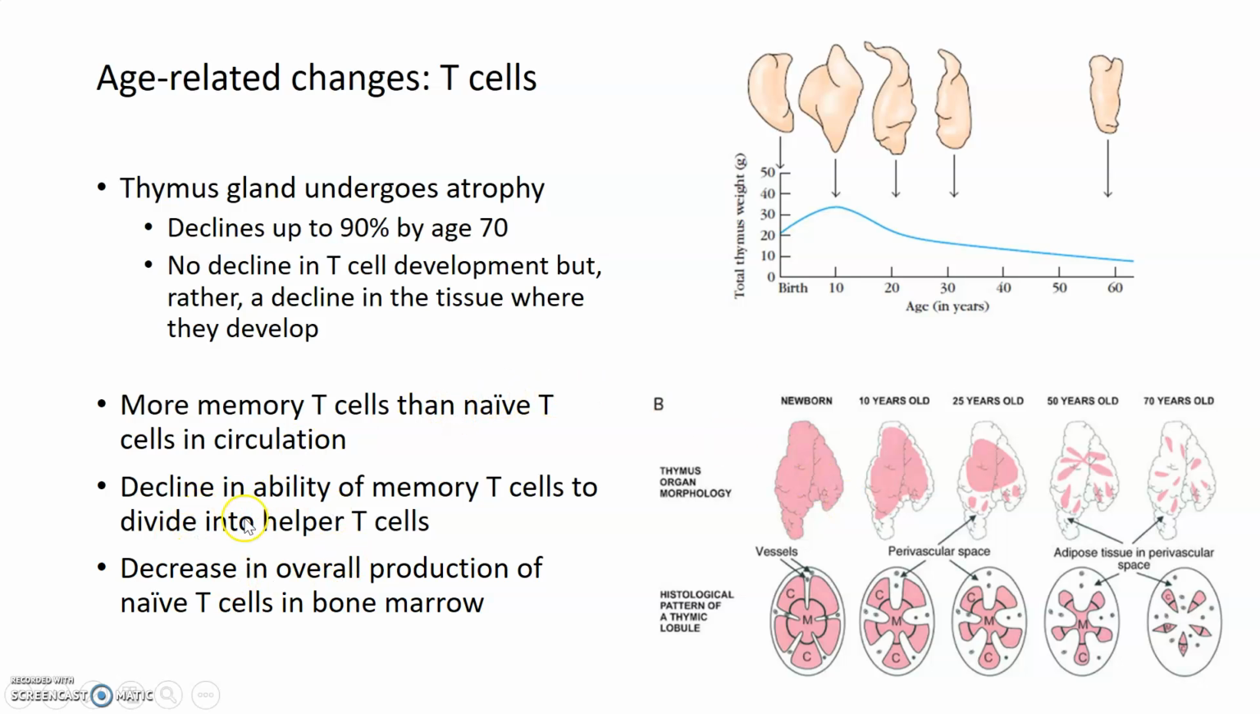There's also a decrease in the ability of T cells to turn into helper T cells. That's one other age-related change. And there's a decrease in the overall production of naive T cells in the bone marrow. Right, and so overall, there's less naive T cells made. There's less of a place for them to develop. There's less chance of them being able to develop into helper T cells, which can activate B cells ultimately. And so all of these changes can actually decrease the adaptive immune response quite significantly with age.